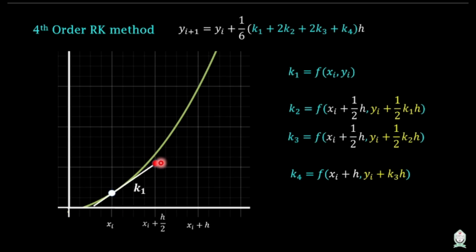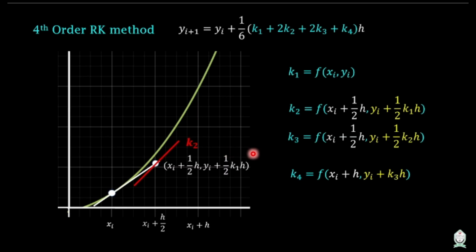Here at this point this is xi plus h by 2, so this is also yi plus half k1h, which makes the coordinate of this point as this. We need this coordinate to find the value of k2. If we plug this into the differential equation that we have at our hand, that will generate another slope, that will be our k2.